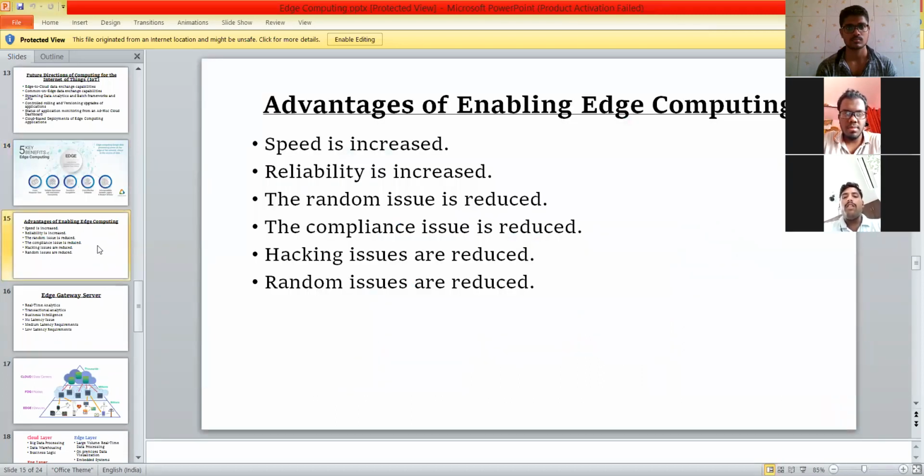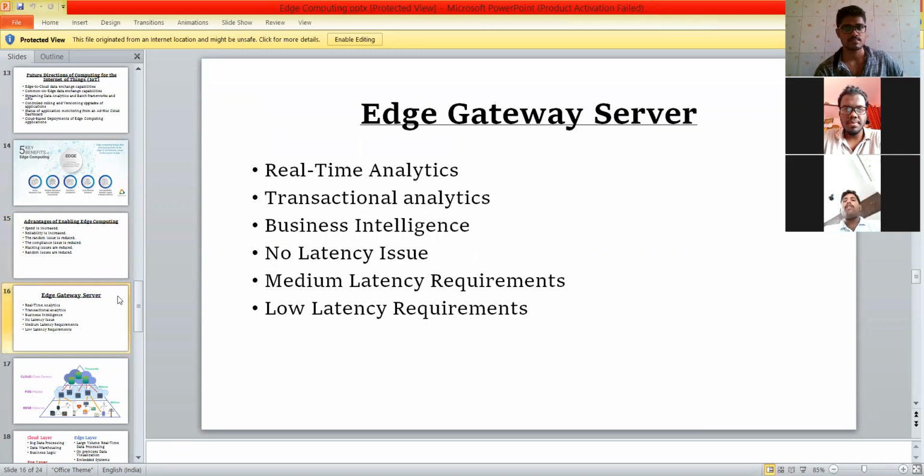Then we can see the advantages. What are the advantages of enabling edge computing? Speed is increased and reliability is increased. Latency issues are reduced and compliance issues are reduced. Hacking issues are reduced. From these advantages, we see that edge computing is enabled. And finally, we see what the edge gateway server is.